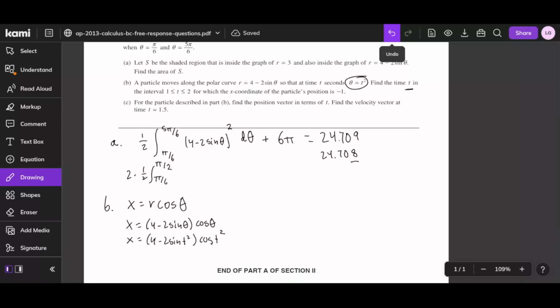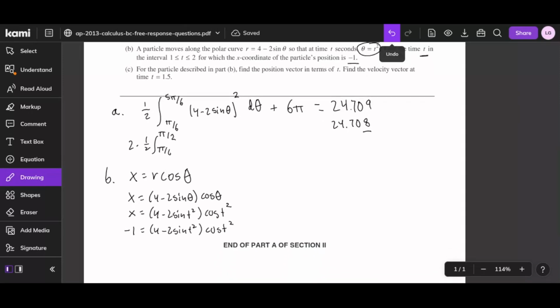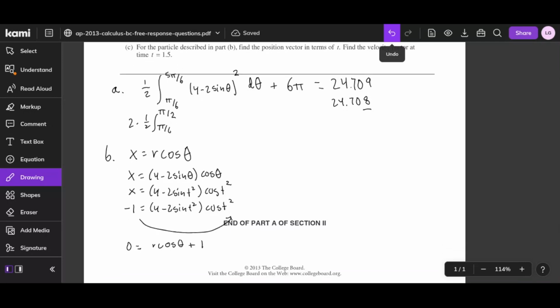And we are looking for when the x-coordinate is -1. So -1 equals 4 minus 2 sine t squared cosine t squared. You can move the 1 to the other side and get 0 equals 4 minus 2 sine t squared cosine t squared plus 1, where r cosine theta is that value that we found. We can plug this right into the calculator.